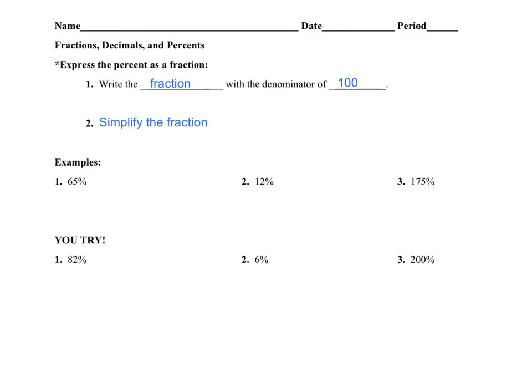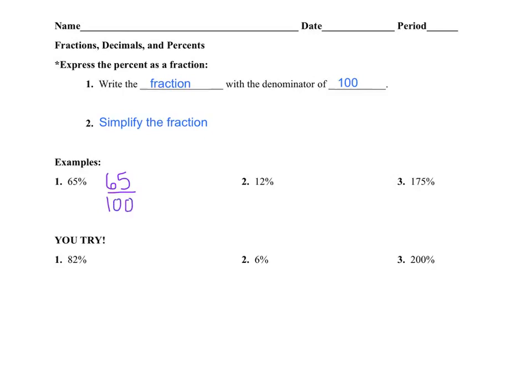It says 65%. And let's think about that. If you have a test grade and it's 65%, what is 65 out of? It's out of 100. And that is why we're writing it with a denominator of 100 in step one. So we have 65 as our numerator over our denominator, which is 100.